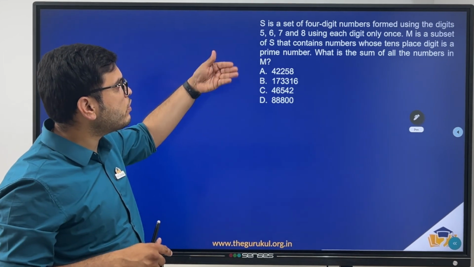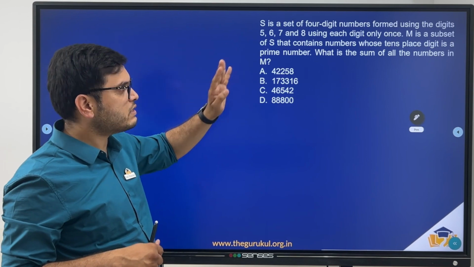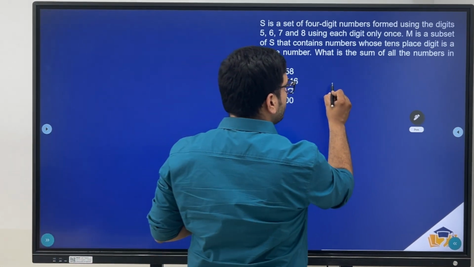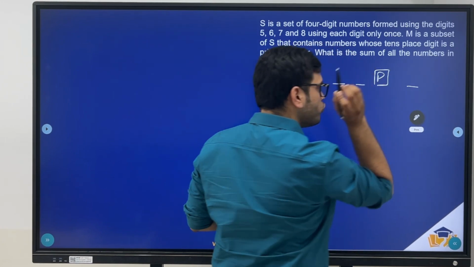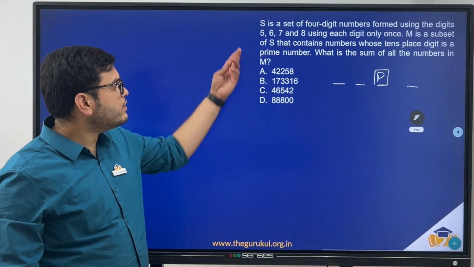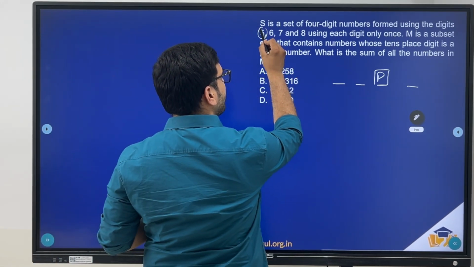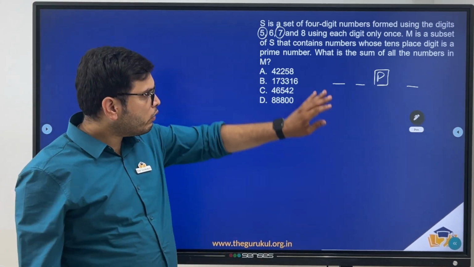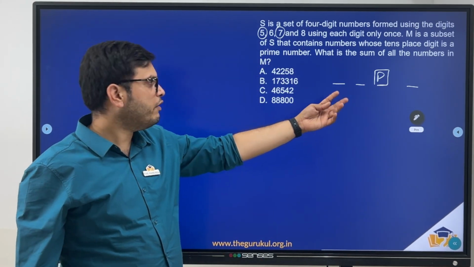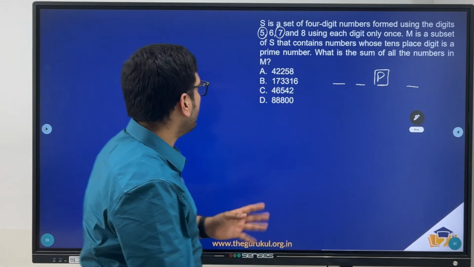So M is a subset of the 4-digit numbers formed by the digits 5, 6, 7, 8, where the tens place should be a prime number, right? And the digits must be 5, 6, 7, 8 without repetition. So what are the prime numbers? 5 and 7. So tens digit should be either 5 or 7, right? Now let's find the sum of all the numbers having 5 in tens place. Then we'll repeat the same process for 7, right?